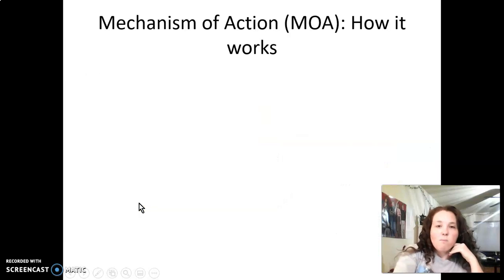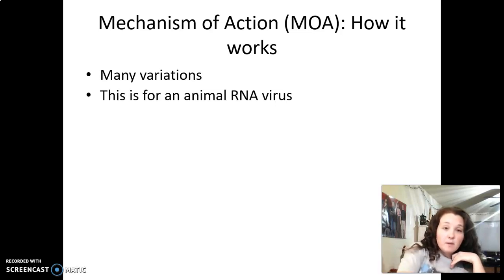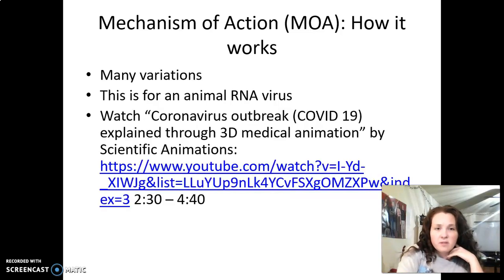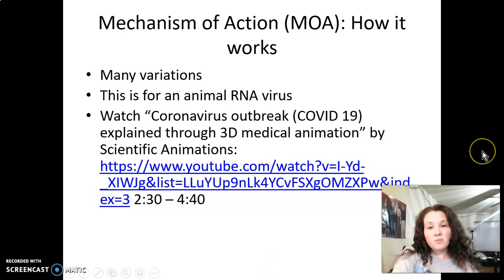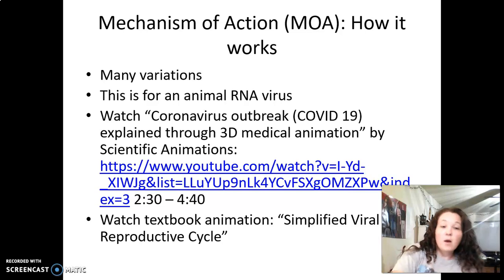It's blue. All right, the mechanism of action, how a virus works. There's a lot of different variations. The one we're going to do is for an animal RNA virus. It's the example in your book, I think, chapter 10. But it's not the same as the coronavirus, even though the coronavirus is also an animal RNA virus. So go ahead and watch this animation about how the coronavirus works and then come back. Also, watch this animation and then come back.